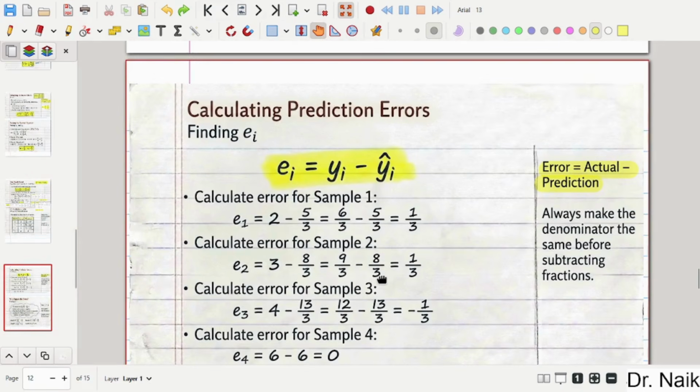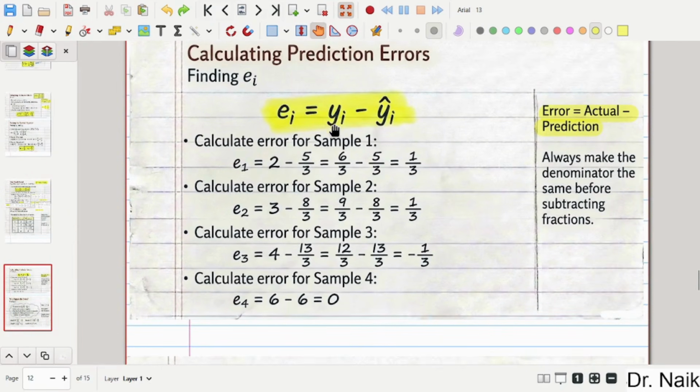So let's calculate the error. Error is calculated by the formula yi minus y hat, where yi is the actual value and y hat is the predicted output. So calculate for sample 1. Sample 1 actual given is 2, predicted as 5 by 3. So it is 2 minus 5 by 3, that is 1 by 3. Calculate the error for sample 2. Sample 2 actual value given is 3 and predicted value is 8 by 3. So it is 3 minus 8 by 3, which comes to be 1 by 3.